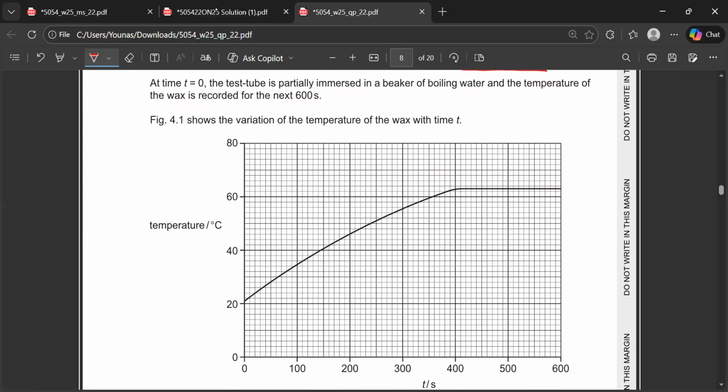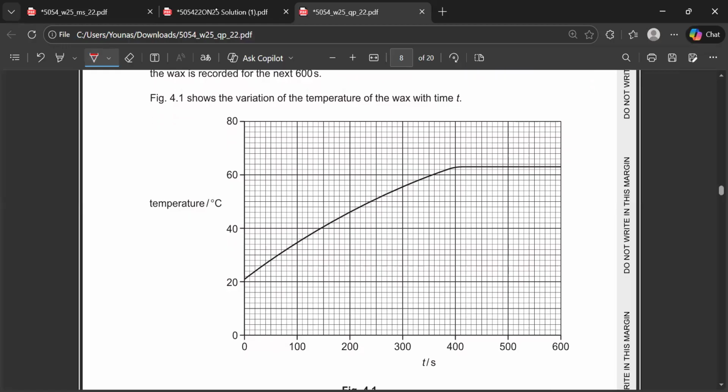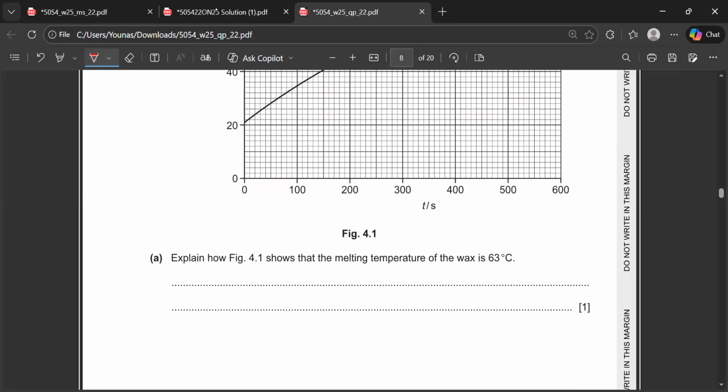Obviously, the temperature of that wax will start increasing. You see, that solid wax has initial temperature 21, and as the time passes, the temperature of that wax increases, and after 400 seconds the temperature of the wax has become constant, and they have recorded the temperature of the wax up to 600 seconds. So figure 4.1 shows the variation of the temperature of the wax with the time t. So let's see what they say. Explain how figure 4.1 shows that the melting point, the melting temperature of the wax is 63.